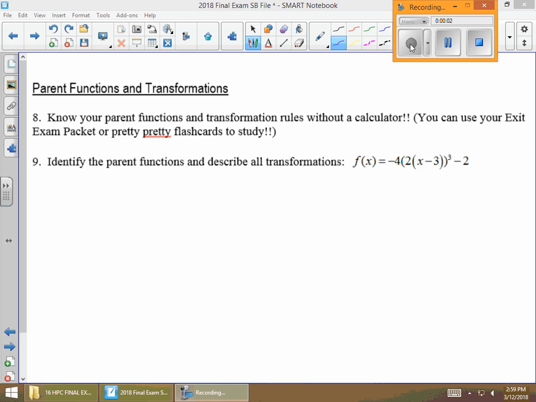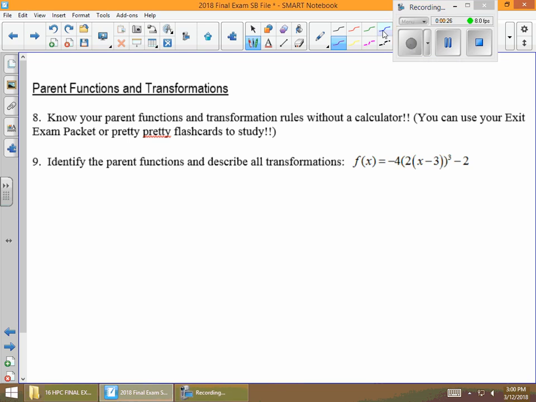All right, now we're on to parent functions and transformations. Make sure you go back to those flashcards or to the first page of your exit exam packet so that you can study those parent functions. You are going to be asked to do those on that short no calculator section. Another place that you're going to be asked for transformations, or another way, is just identifying your rules.